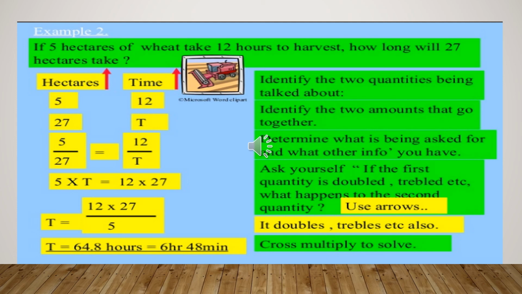Now you can easily see that for 5 hectares it was taking 12 hours. As the hectares are increasing, the time is also going to increase. So it is showing a direct proportion.